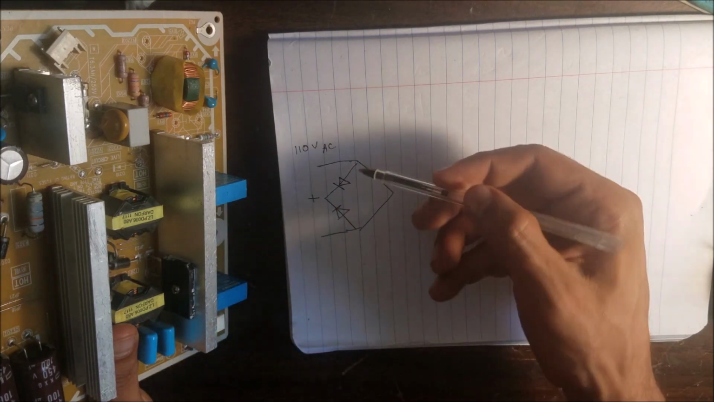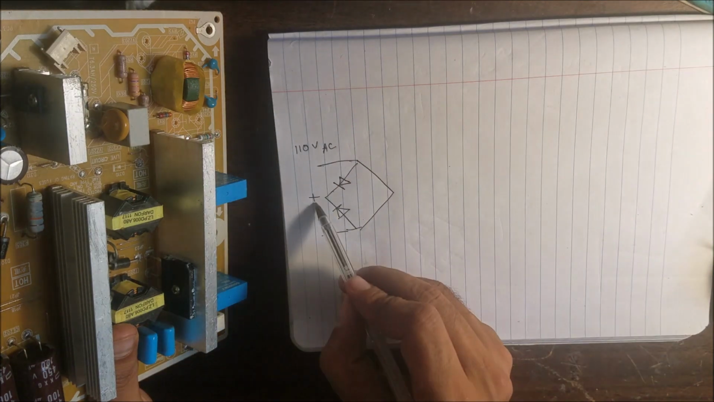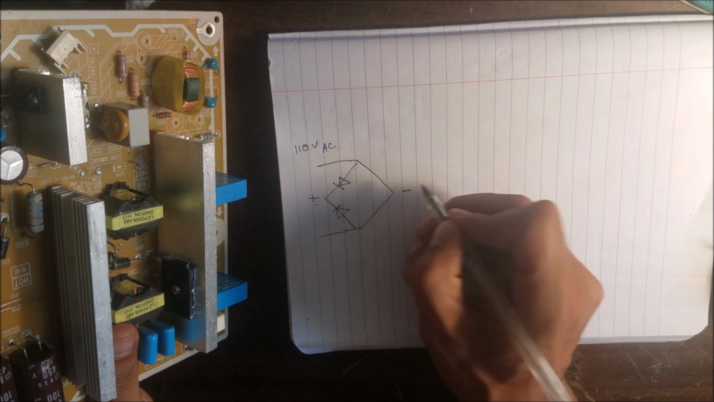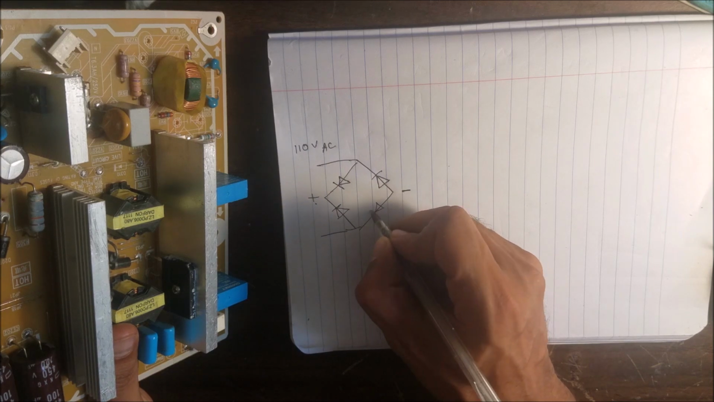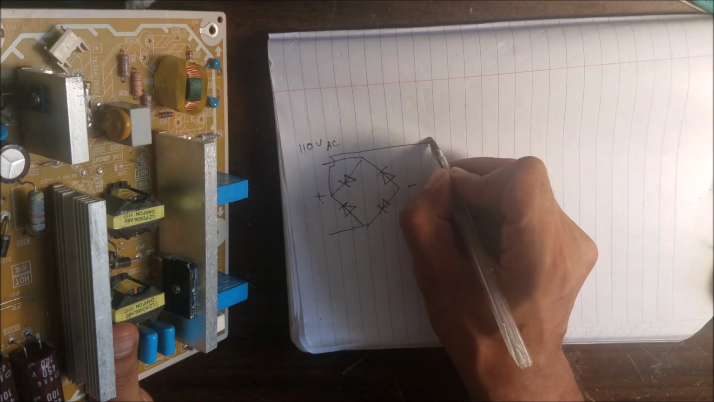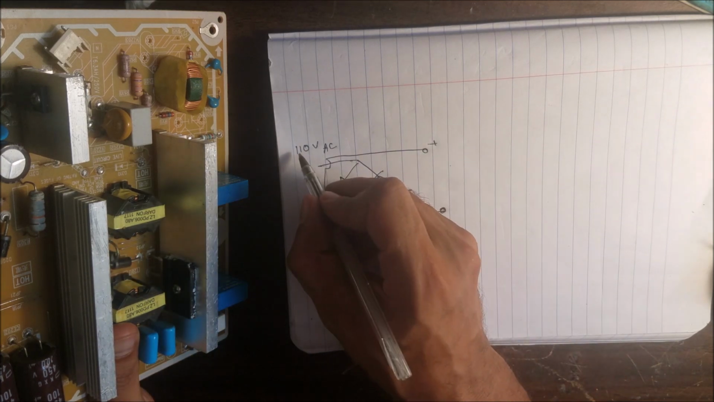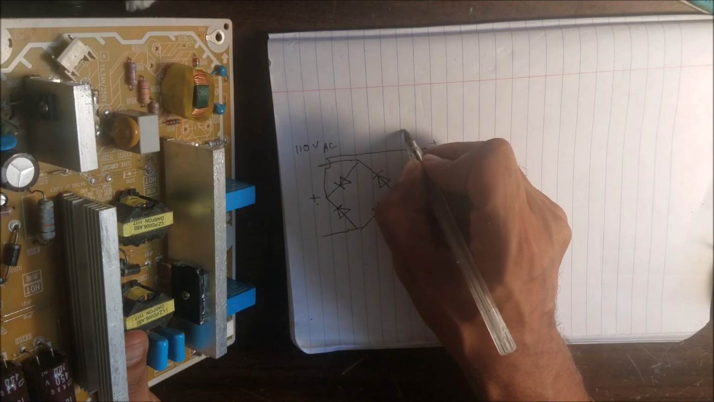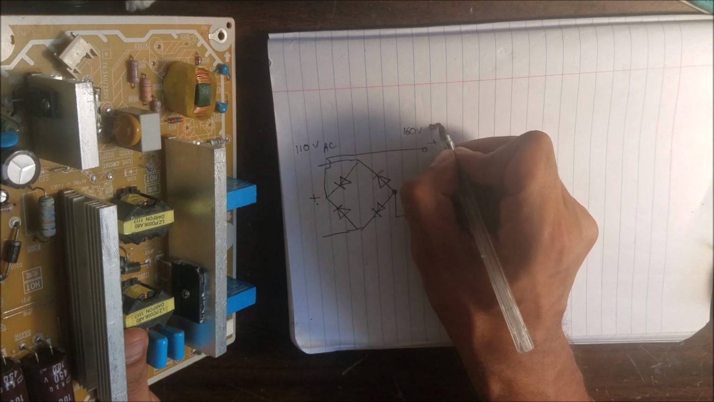So this is the positive. To make the rectifier bridge easier to understand: on the positive side, the two diodes face the positive side. On the negative side, the two diodes face the other direction. So this is a positive, this is a negative. 110 volt AC, when it comes here, becomes 160 volt, and is DC.